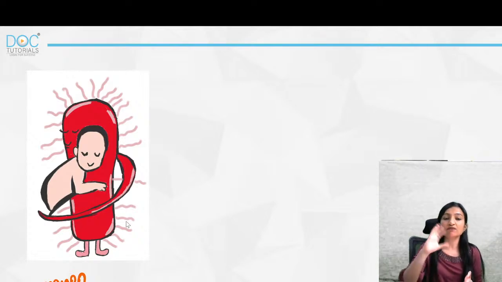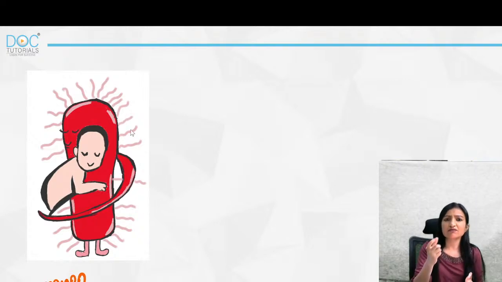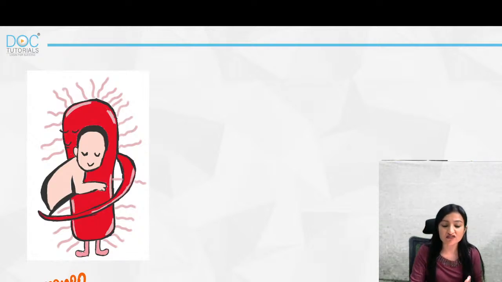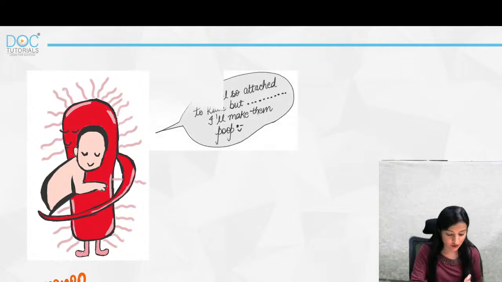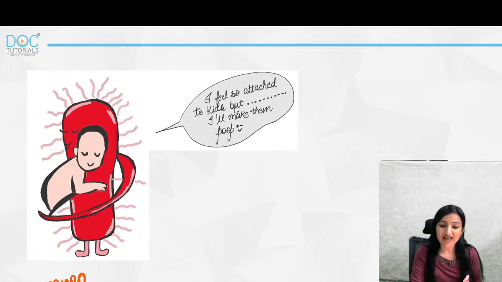Peri means perimeter. Peritrichous flagella is the arrangement of flagella where the flagella are arising from the entire perimeter of the organism. Trichous means hair. Flagella, just like hair, are very slender, thin structures. So who is this fellow who has got so much love or affinity for this kid? This organism feels so attached to kids, but it will make them poop.